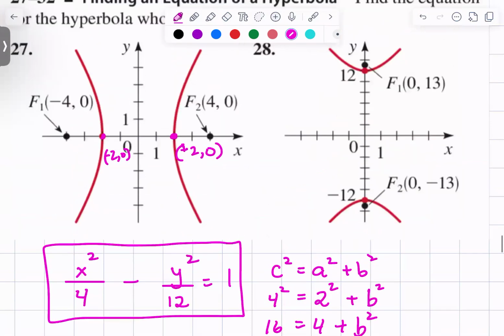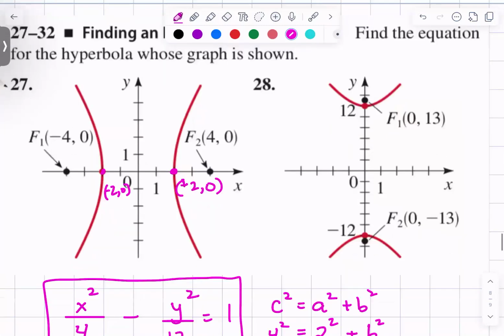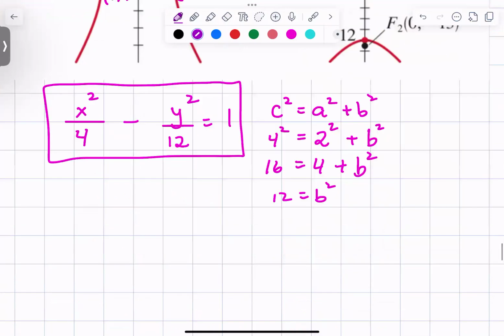Doing the same thing here. So your first step is to figure out if it's a vertical or a horizontal, because that's where the plus and the minus go, right? So for number 28, since that's a vertical, I know it's going to be y squared minus x squared, right? Over and over equals 1, right? Just by looking at it, I know that.